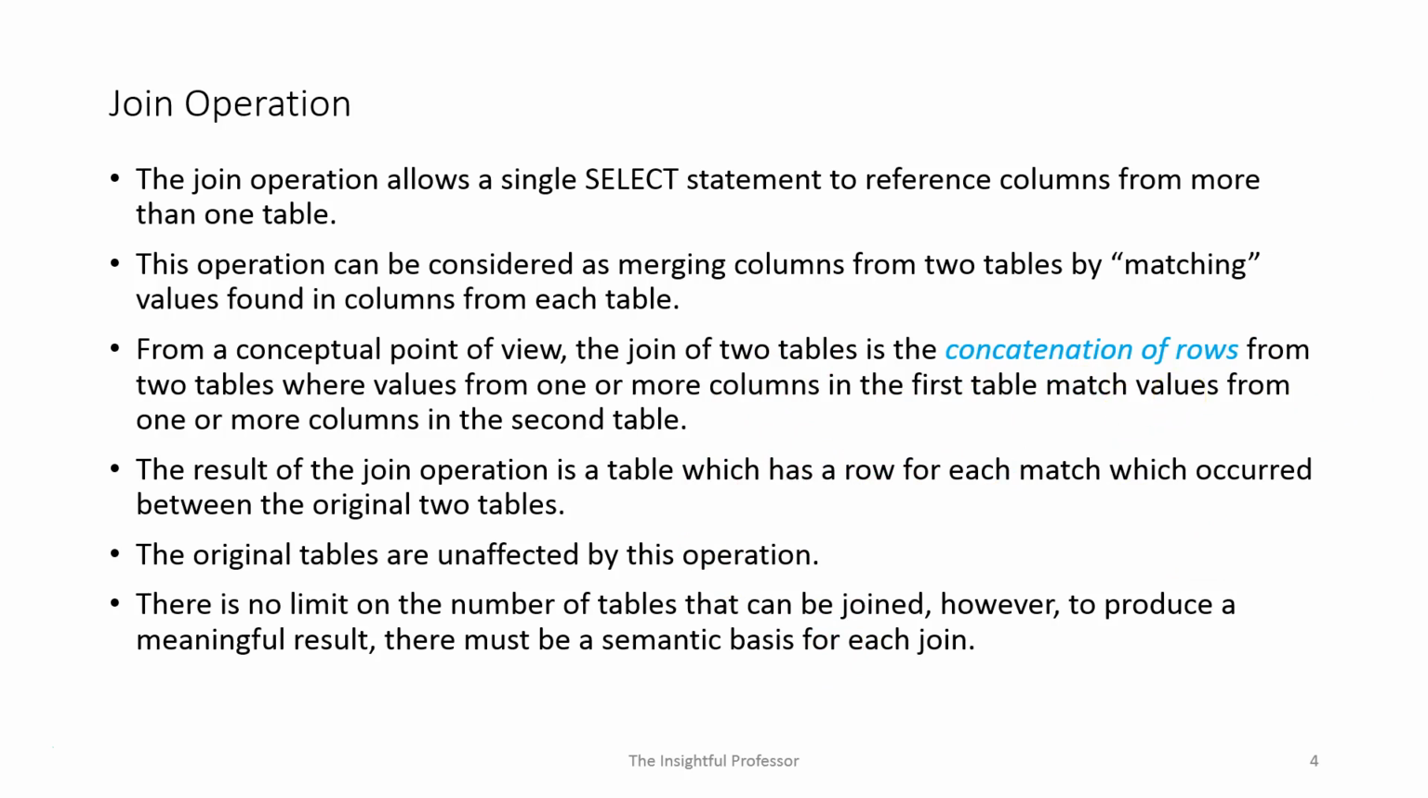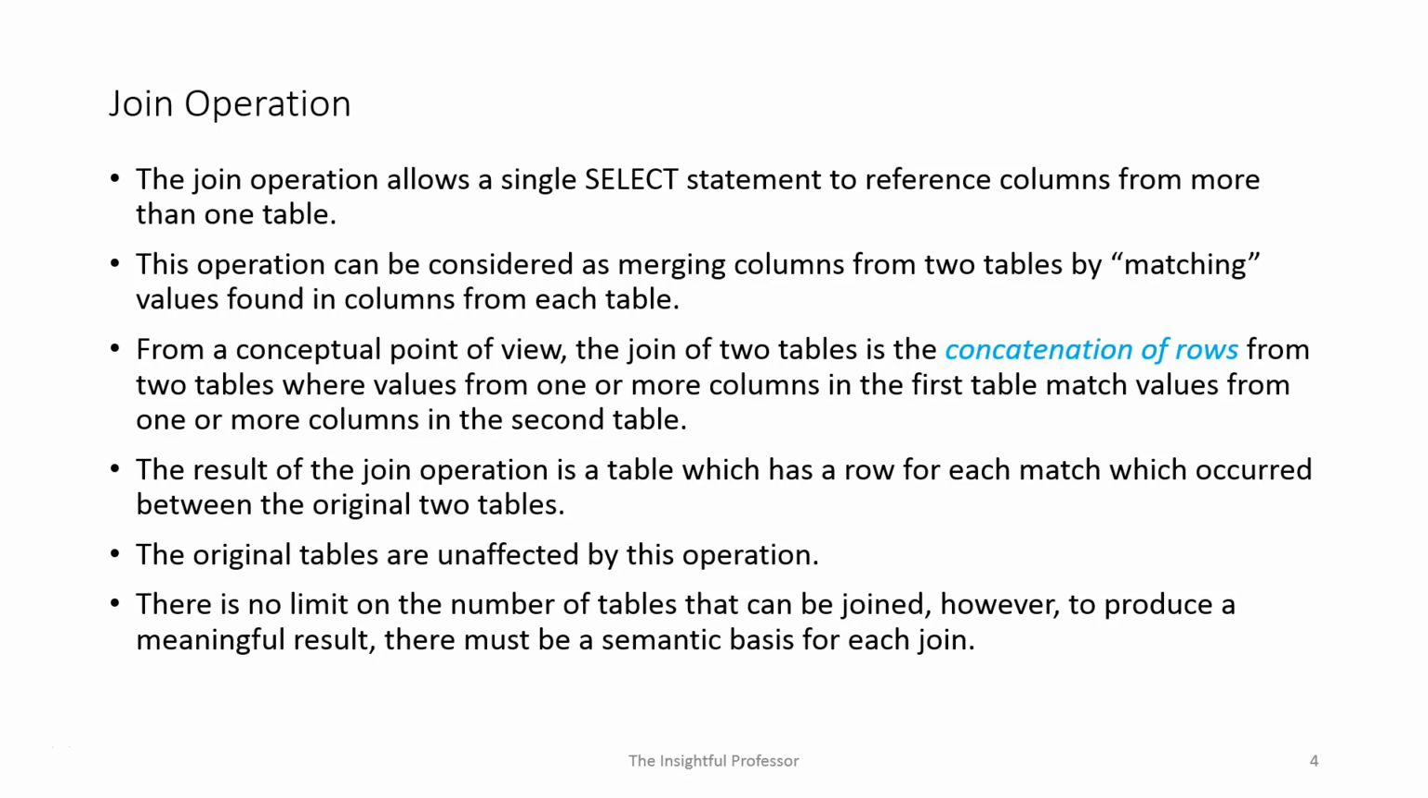And this table has a row for each match which occurred between the two tables that participated in the join operation. And because the join is being performed here as a data retrieval operation, a read operation, or a select operation, the original tables that participated are not affected in any way. Their content would not be altered. They're simply two sources of input to the join operation.